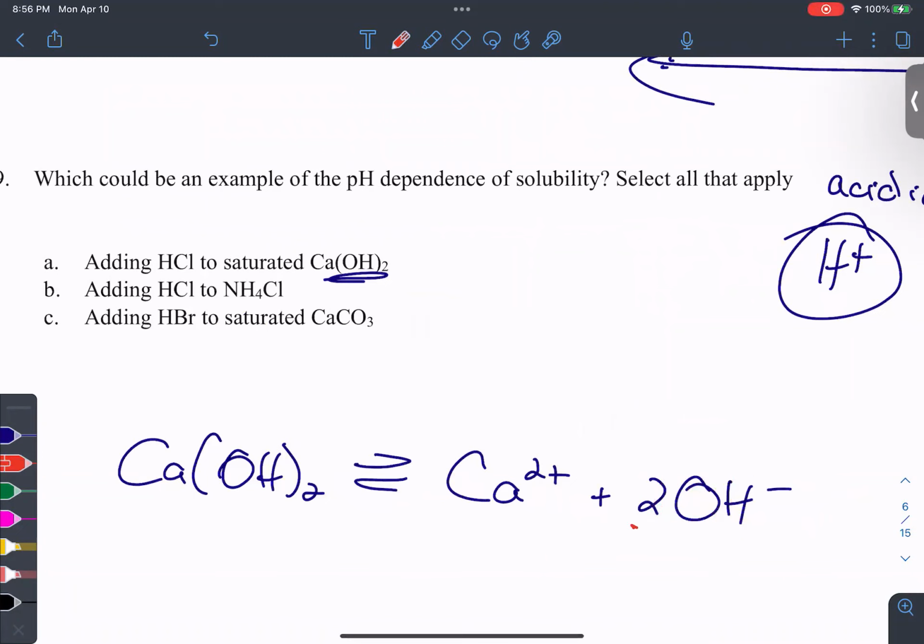So if H+ eats up that hydroxide, think about Le Chatelier's principle. If you remove hydroxide, remove a product, which way does the reaction go? Right, to the product side. So remember, calcium hydroxide's a solid. So if it shifts to the products, the solid's going to become more soluble. So here's an example where affecting the pH, in this case making it more acidic, you're going to remove some of that strong base or that hydroxide, shifting the equilibrium to the ion side, right?